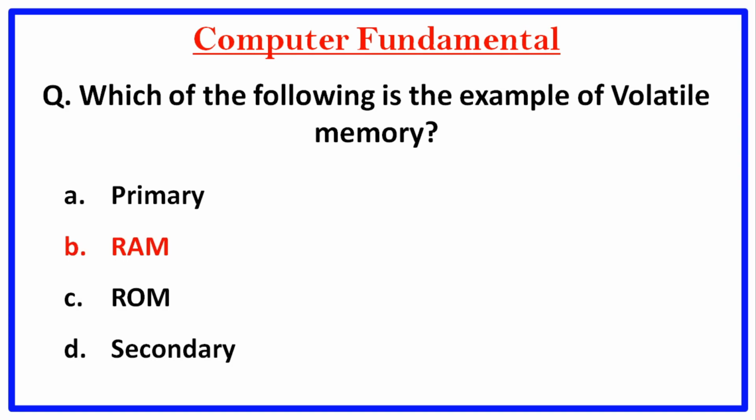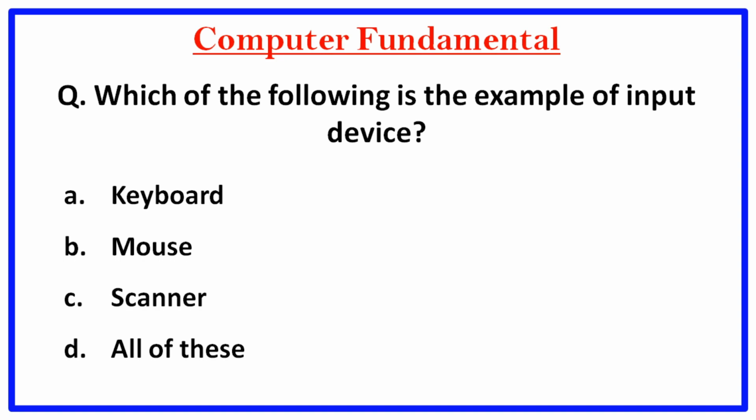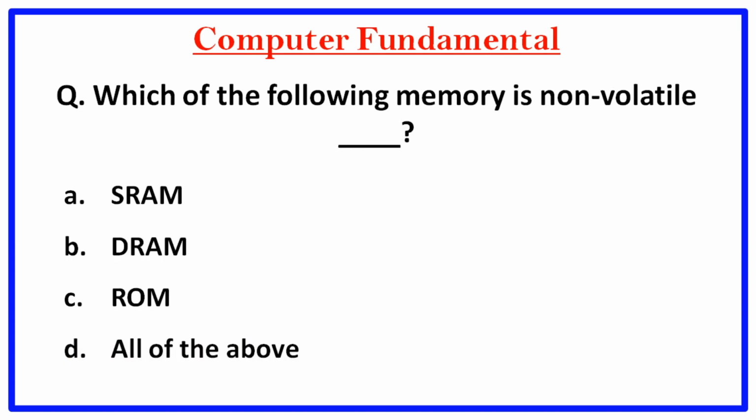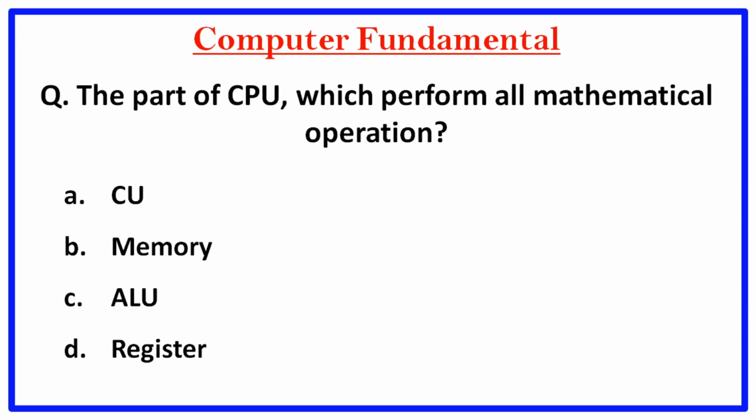Next question, which of the following is the examples of volatile memory? Right answer is RAM. Next question, which of the following is the examples of input device? Right answer is options D, all of these. Next question, which of the following memory is non-volatile? Right answer is ROM.